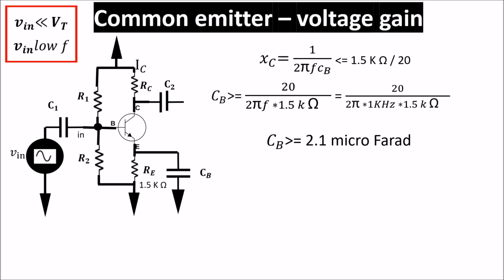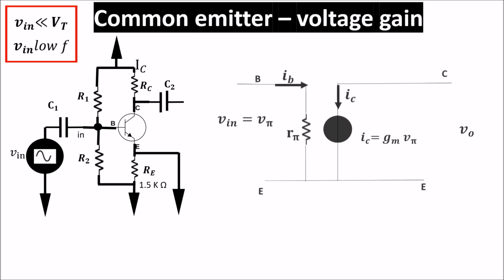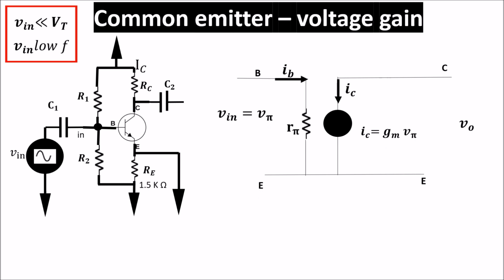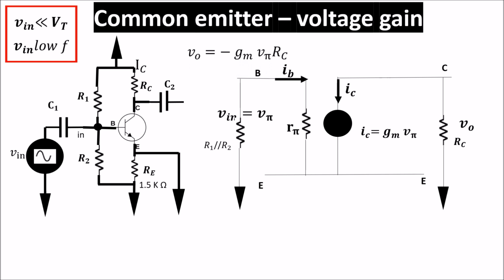The circuit in AC is like this one. The related pi model is this one, where we add in input the parallel of R1 and R2 and in output Rc. The voltage gain in this model is easy to calculate because V out is minus Gm times V pi times Rc, but V pi is equal to V in, so the voltage gain is minus Gm times Rc, which is higher than the previous configuration without the bypass capacitor.